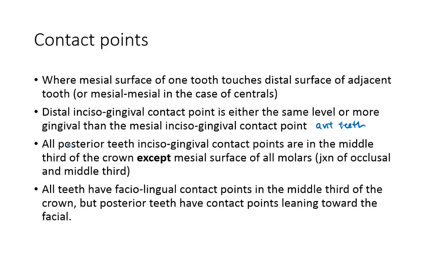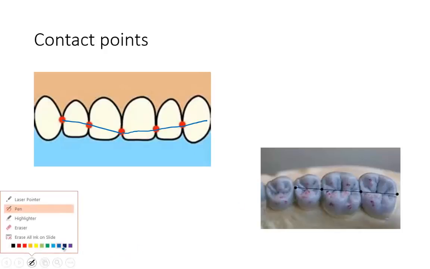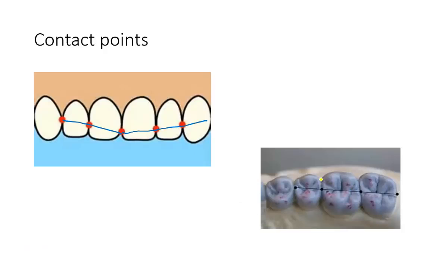Next rule, we'll skip this for now, but the next rule is going to be all teeth have a facial lingual or buccal lingual, if you're talking about posterior teeth, contact point in the middle third of the crown, but posterior teeth have contact points leaning toward the facial. So this facial or buccal, same thing. What that means is now when we look at this buccal lingually, right, the buccal lingual axis, if you divide the teeth into thirds here, the contact points are always in the middle thirds. And that's pretty much what it's saying.